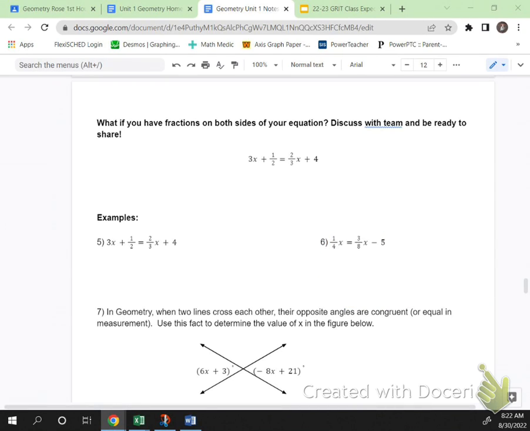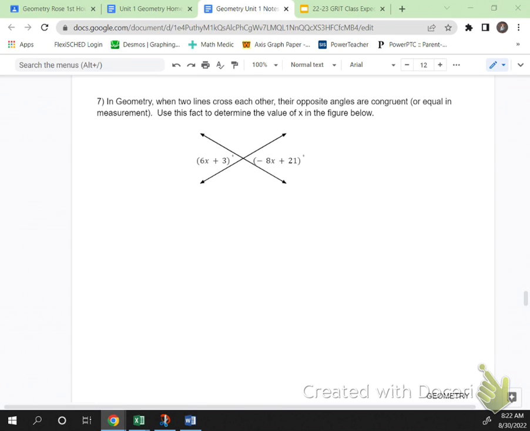Number 7. In geometry, because that's what we're in, we're just reviewing some algebra. When two lines cross each other, their opposite angles are congruent, another word for equal. Use this fact to determine the value of x in the figure below. Is there an equation we could set up? What equation could I start with? Logan. Set those equal to each other. Yeah, so I'm going to say 6x plus 3 equals negative x plus 21.